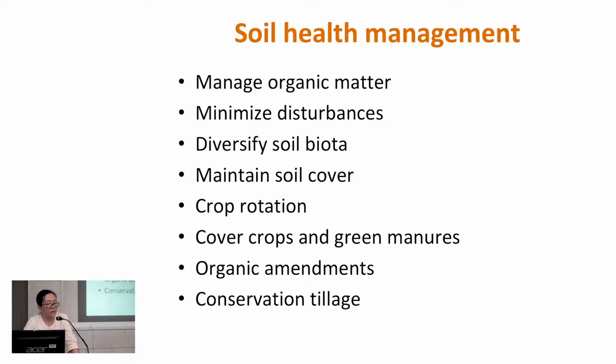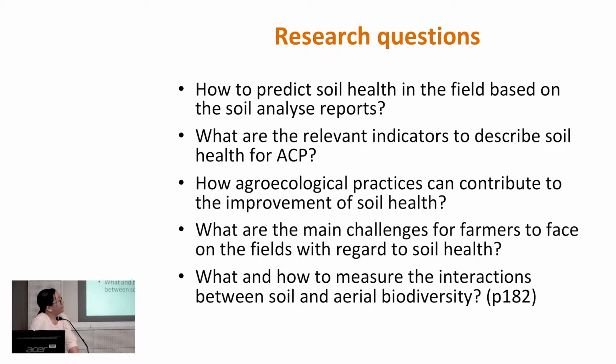Crop rotation is also one way to improve soil health. Cover crops and green manure, organic amendments, and conservation tillage are some agricultural practices that could improve soil health. Conservation tillage means no tillage or reduced tillage. The first part was based on soil health definition, indicators, and assessment.